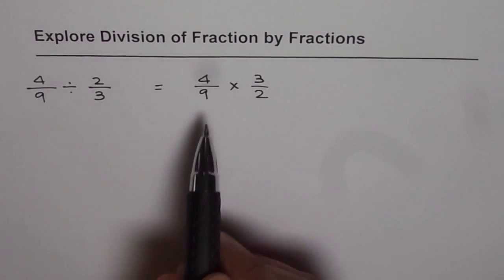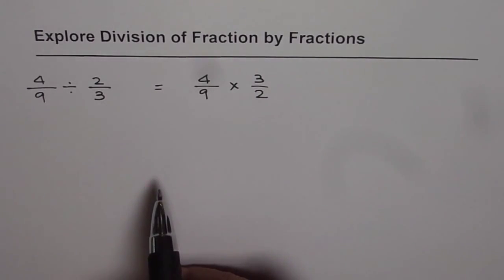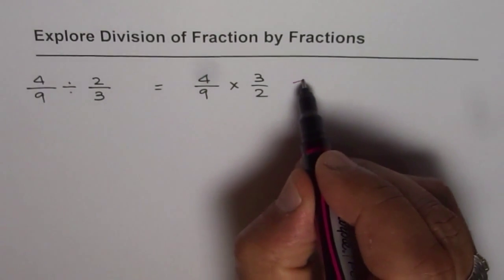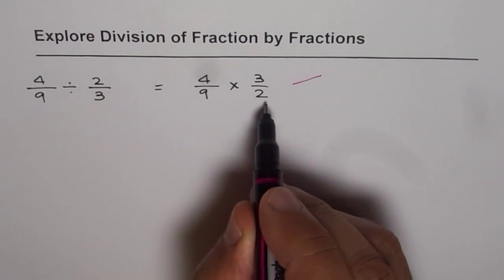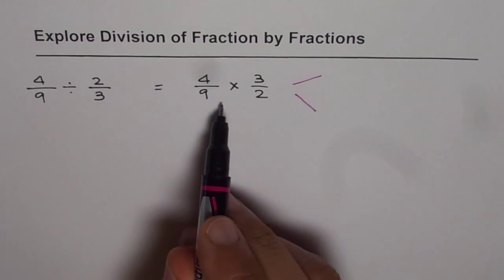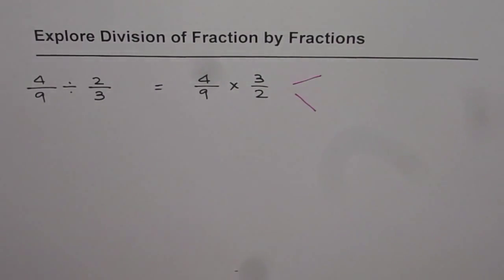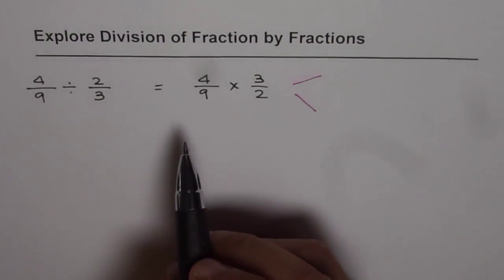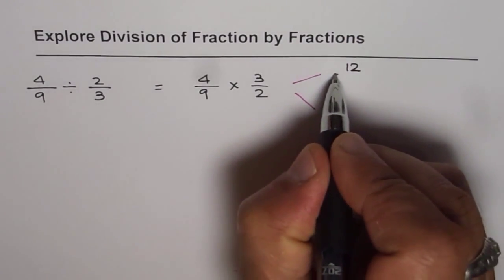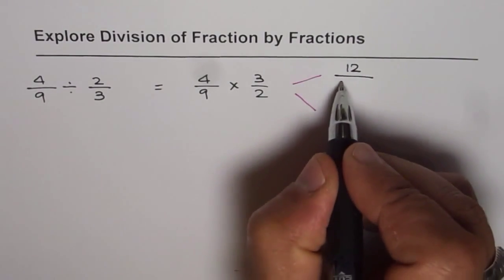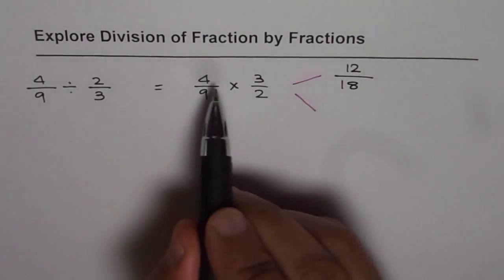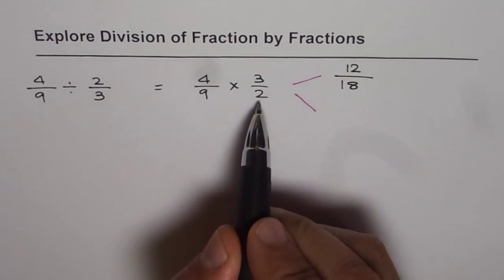Now multiplying these two fractions you can do in two ways. One way is that you can multiply the numerators and the denominators and then simplify it. The other way is to first simplify and then multiply. Let us do both ways and see which is better. Now 4 times 3 is 12, so we get 12 in the numerator, and 9 times 2 is 18, we get 18 in the denominator. So in this step we multiplied the numerators and then the denominators.